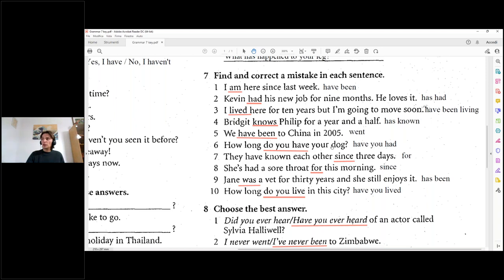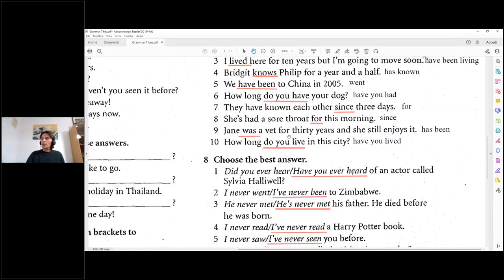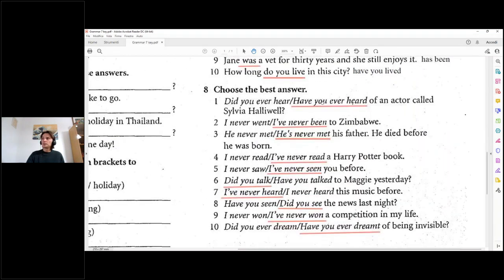How long have you had your dog? They have known each other for 3 days, right? Not since, for 3 days. They have known each other for 3 days. She has had the sore throat since this morning, right? Since this morning. Jane has been a vet for 30 years and she still enjoys it, okay? How long have you lived in this city?